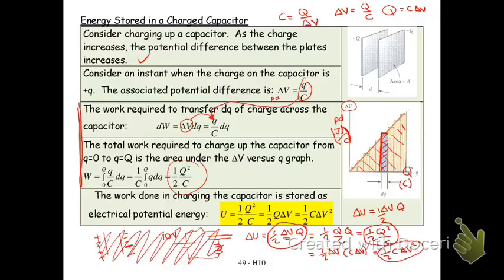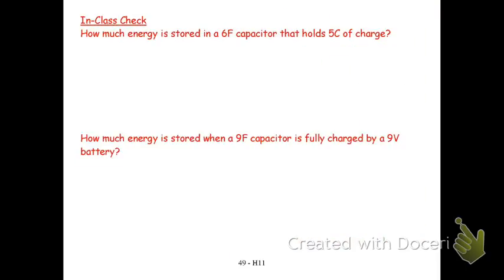So if I look at this, anyway, so there it is. I'm trying to, so let's do a couple. How much energy is stored in a 6 farad capacitor?